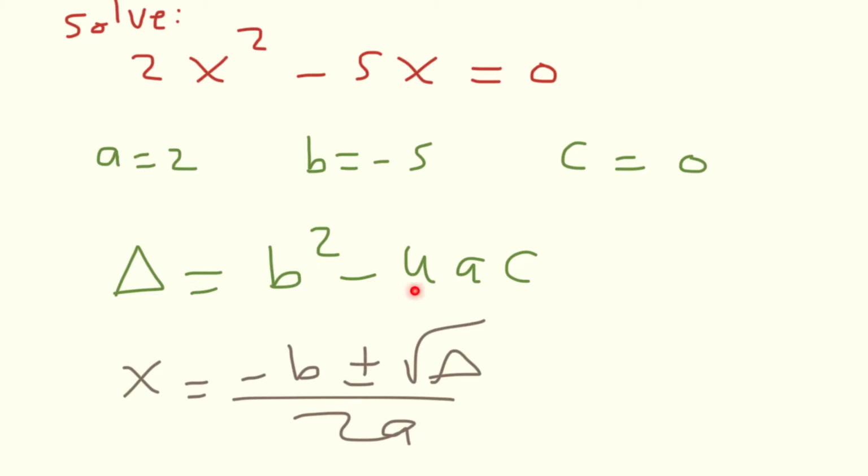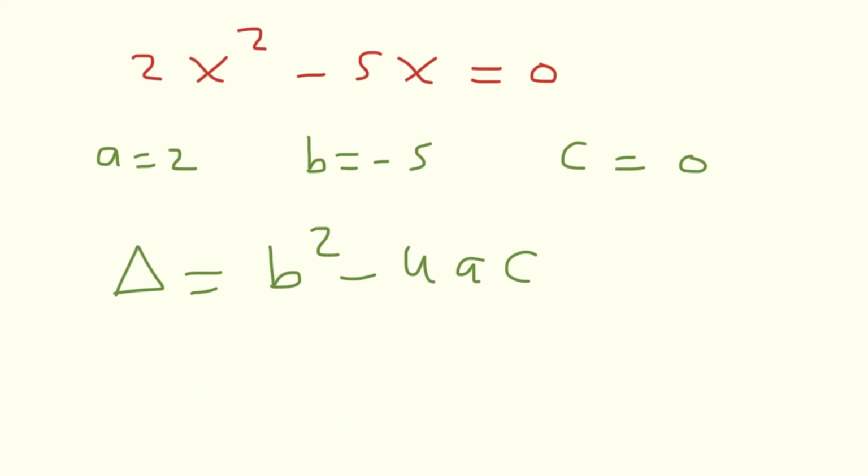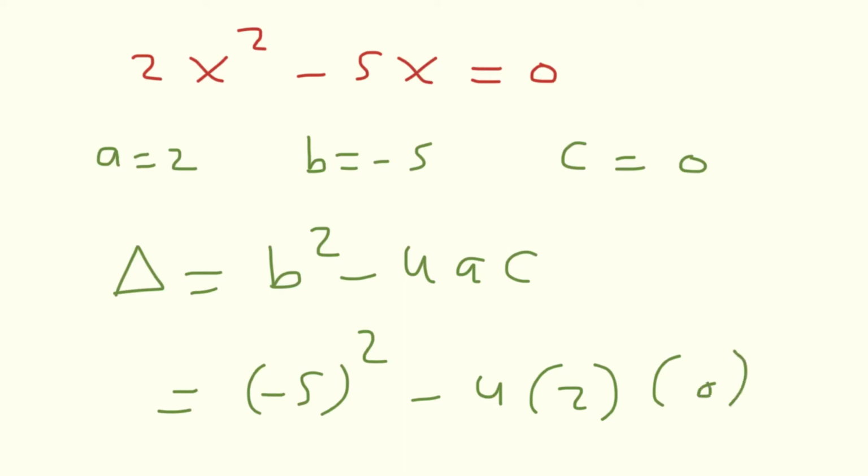This question now just wants to find the delta, nothing else. He doesn't want the value of x. He just wants to know the discriminant. So let's just find the discriminant in this case. Delta is b squared. What is b squared? Minus 5 squared. Minus 4 times a, which is 2, and c is 0. So that means this whole term will be 0. So it's only 25. That's it. Delta is equal to 25.